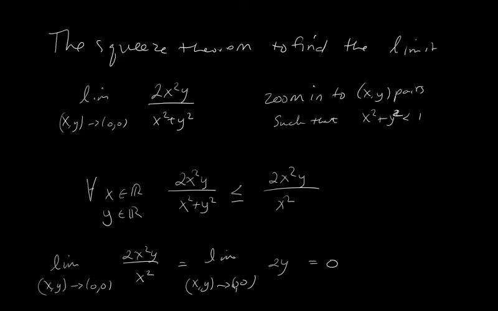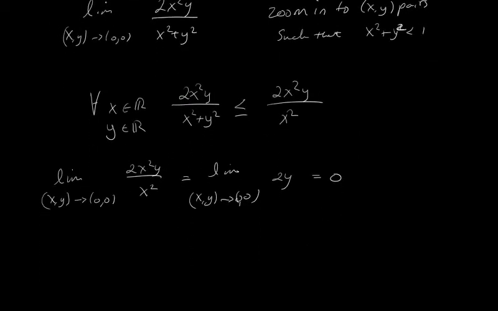All right, so we had a function that was larger than the function that we were trying to show the limit of. Now we need a function that's smaller. So we need to find something so that 2x squared y over x squared plus y squared is actually larger than another function, some smaller function.